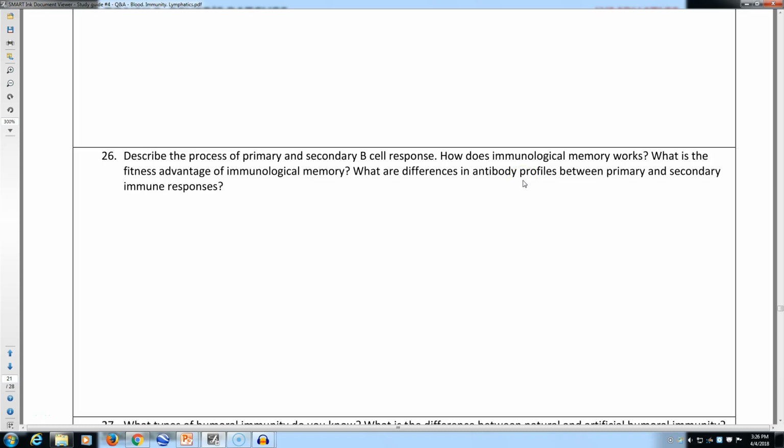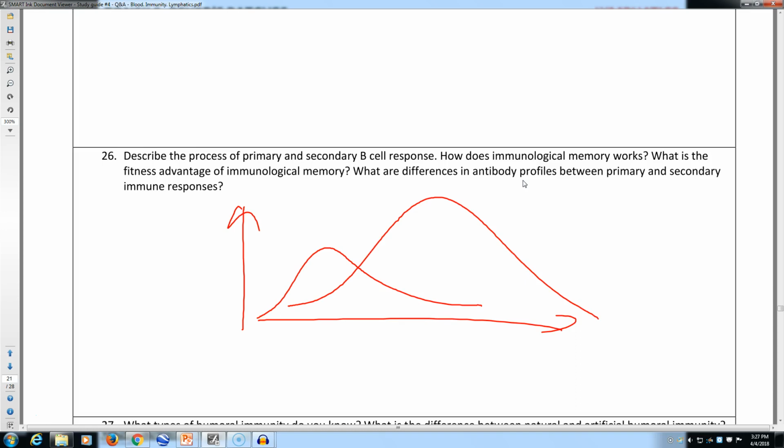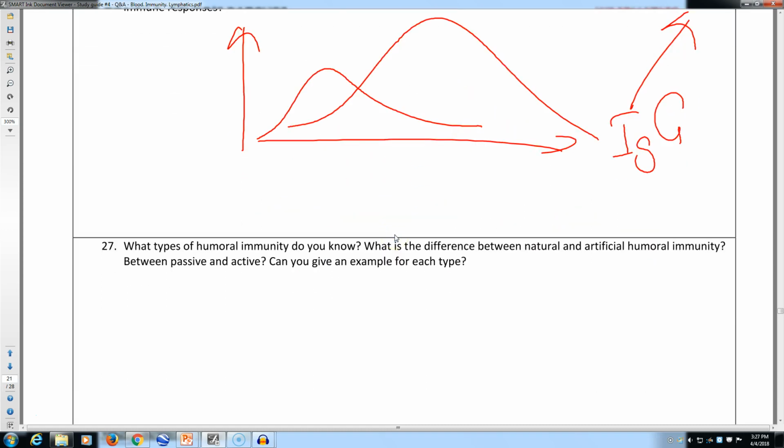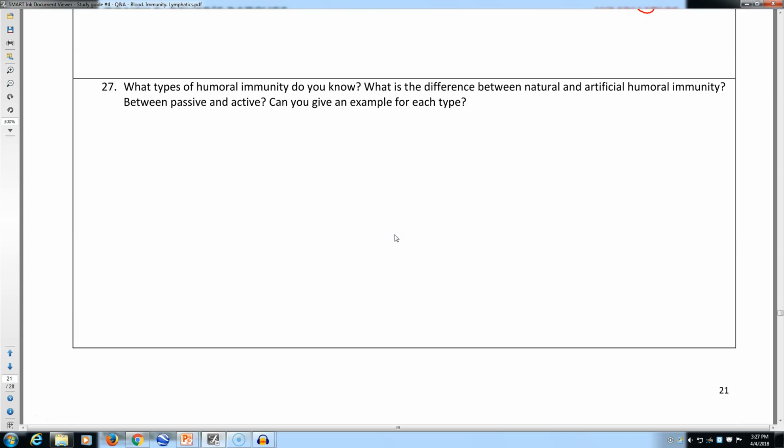Antibody profiles. Primary response. Remember, you have IgM first and IgG second. That's the primary. What happens in the secondary response? You're going to have an overwhelming amount of what type? IgG. In the secondary, it's going to be overwhelmingly IgG. Humoral immunity: active, passive, natural, artificial. Cool.